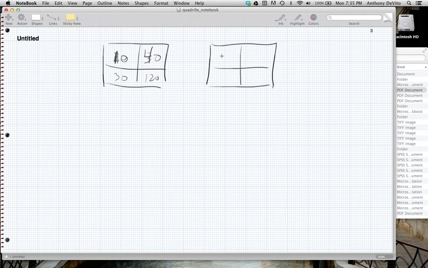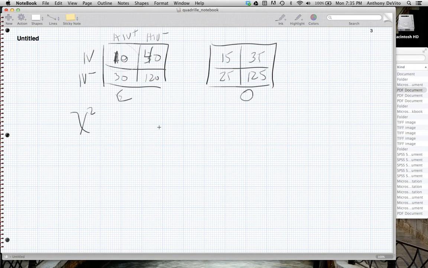Okay. 15 and 35 and 25 and 125. Okay, so I'm going to invent a statistic that I'm going to call chi-square. And chi-square is going to examine each one of these boxes. It's going to compare, let's see, this is IV drug use and no IV drug use. This is HIV positive and HIV negative, right? And the same thing in this contingency table. This is expected values. These are my observed values.